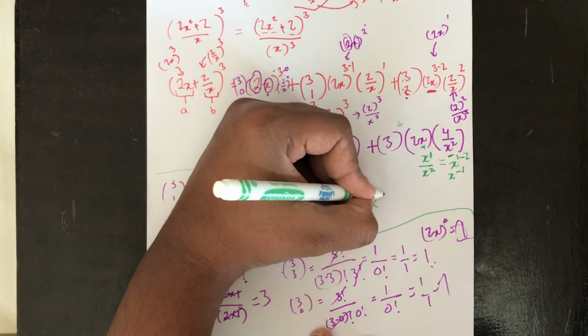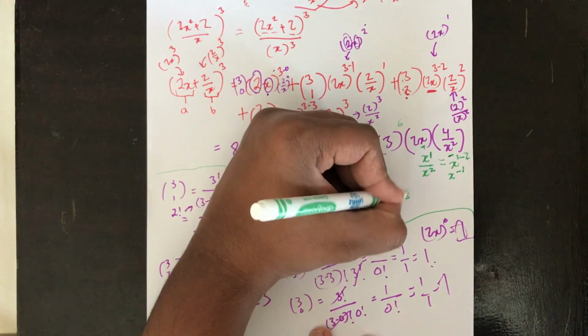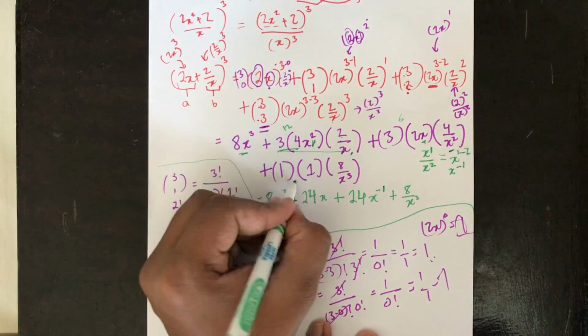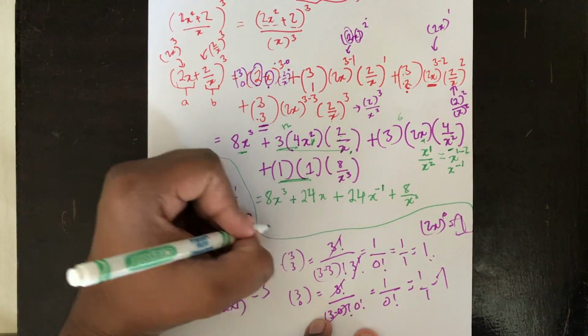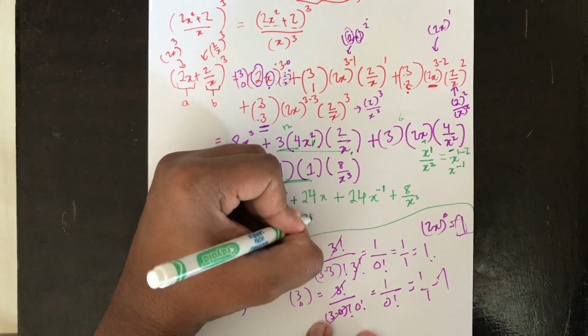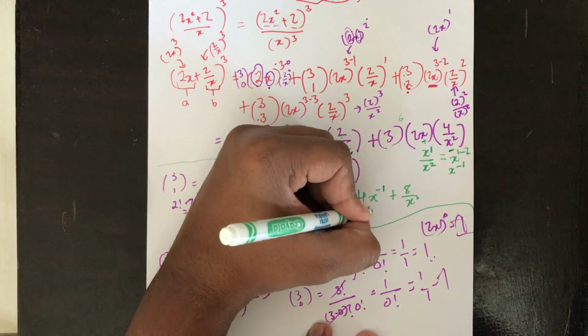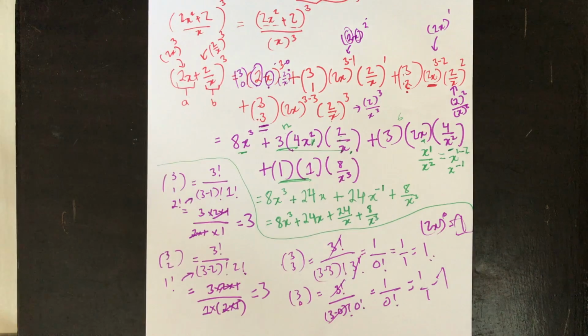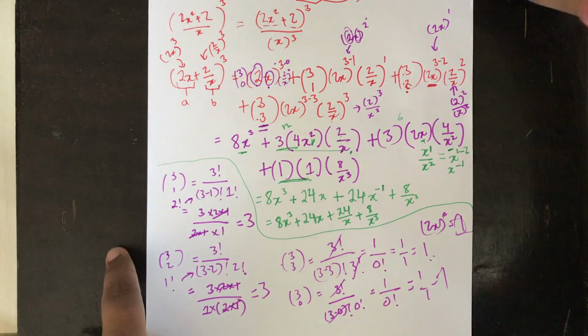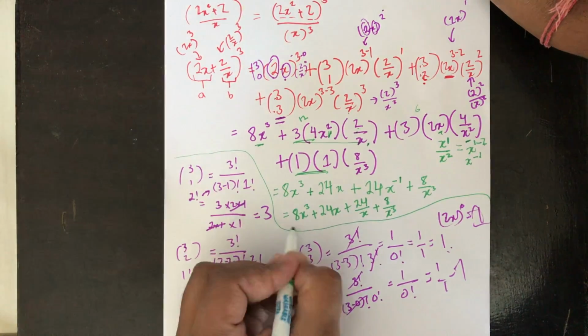So that gives me 24 x power minus 1 plus 8 over x cubed, because this is just 1 and they just multiply out. So I could also have left my answer in this form: 8x cubed plus 24x plus 24 over x plus 8 over x cubed. And therefore we've solved our question of (2x plus 2 over x) cubed, which gives you this.